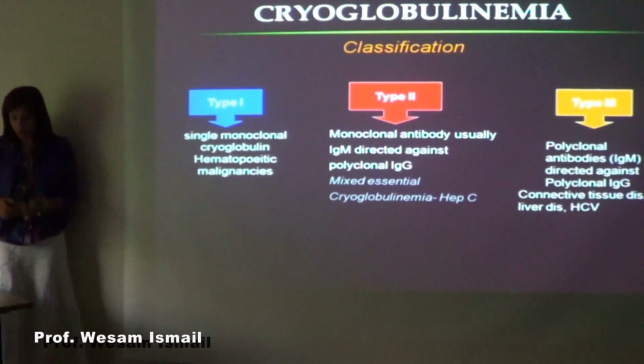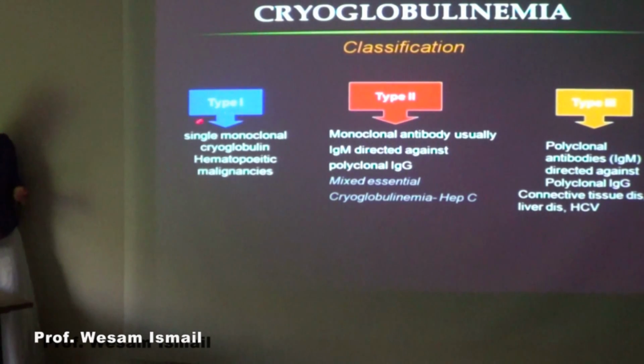What is the classification of cryoglobulinemia? We have three types of cryoglobulins. We have type 1, which is formed of a single monoclonal cryoglobulin. This is the one we see in hematopoietic malignancies like Waldenström macroglobulinemia and so on. And then we have type 2, which is also a monoclonal antibody, but usually it is an IgM directed against a polyclonal IgG.